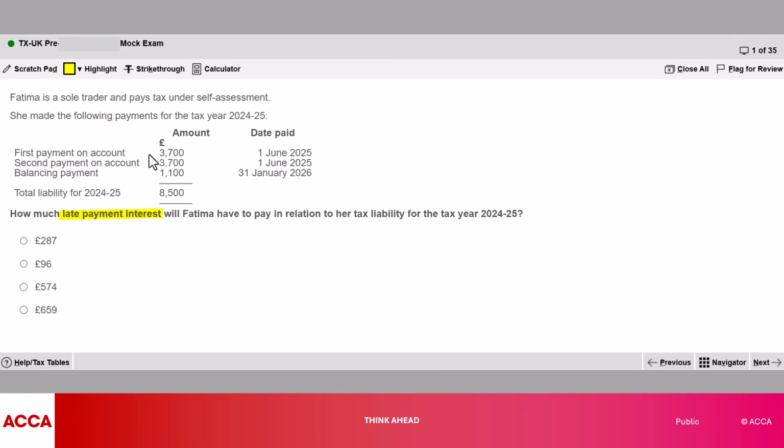So we've got a first payment on account, a second payment on account, and a balance, and we've got the date that those were paid. Now, late payment interest is only due, as the name suggests, on late payments. So the first thing that we need to do is to think about when those payments were actually due.